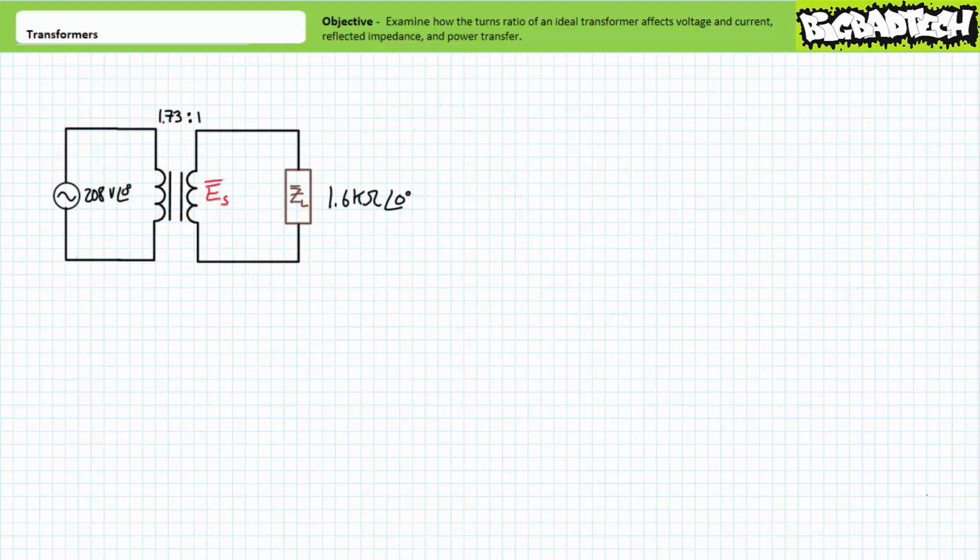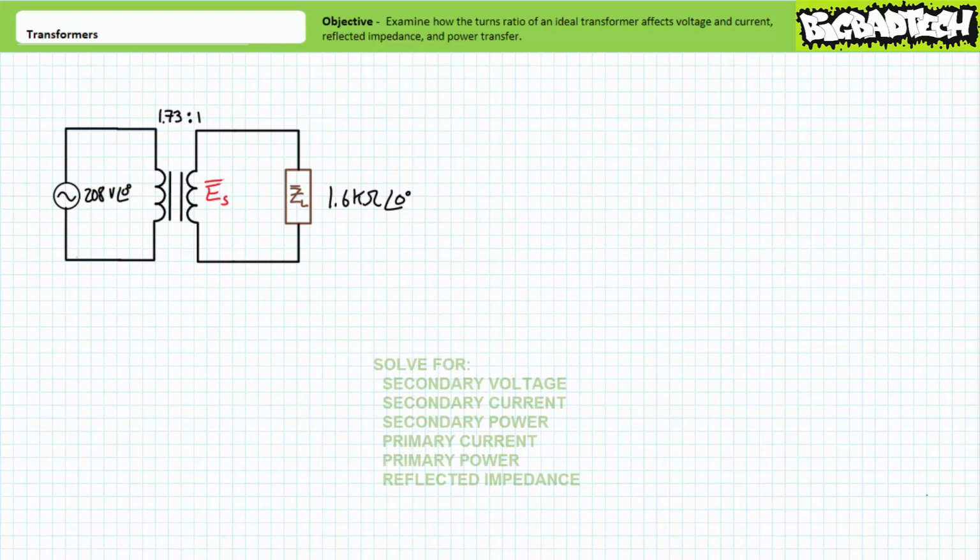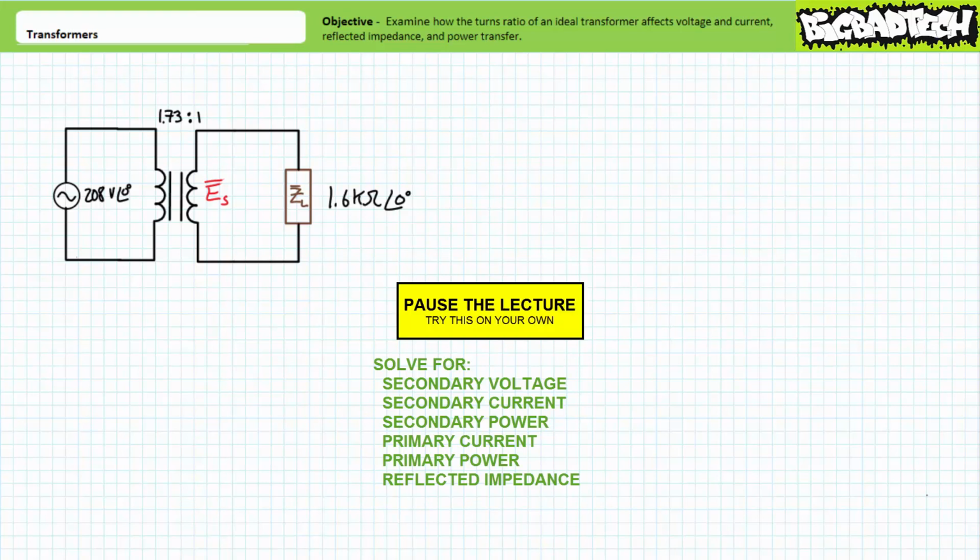Let's try a complete example problem illustrating the wonderful utility of turns ratio. Consider a 1.73-to-1 step-down control transformer powered by 208 volts, providing current to a purely resistive load of 1.6 kiloohms. I'm asking you to solve for the secondary voltage, the secondary current, and the power output by the secondary winding. Additionally, solve for the primary current, the primary power, and the reflected impedance seen by the source. By all means, pause the lecture and try this on your own.